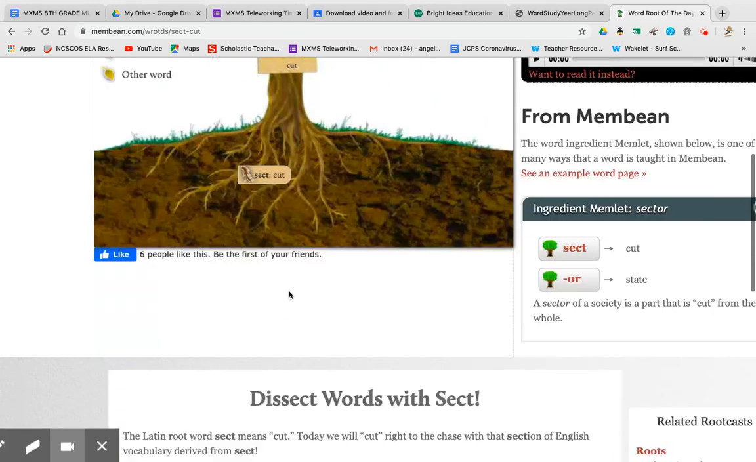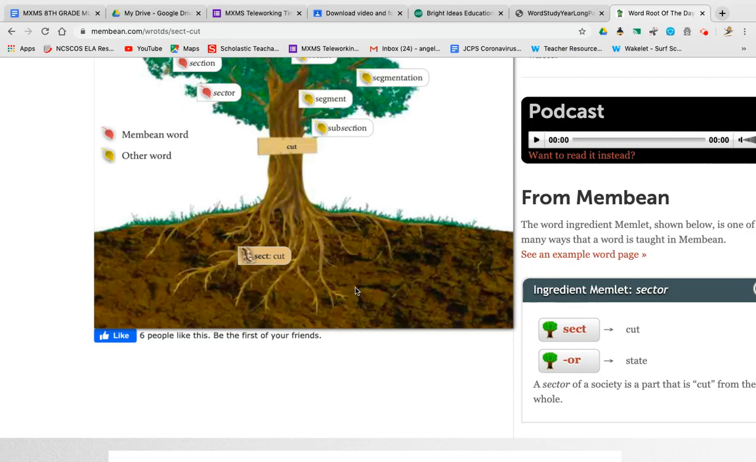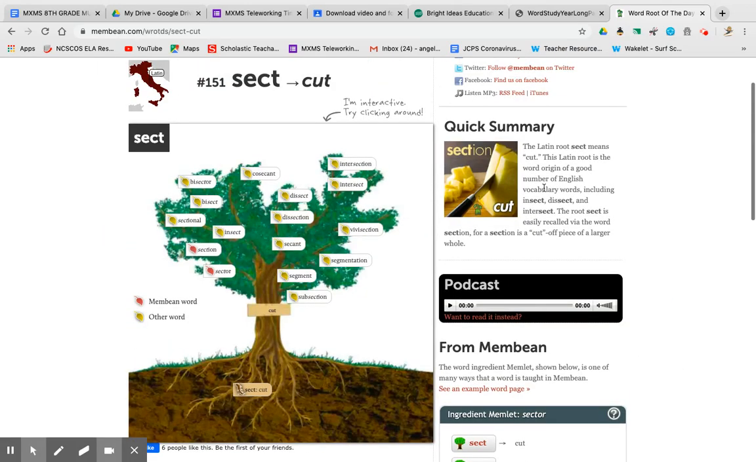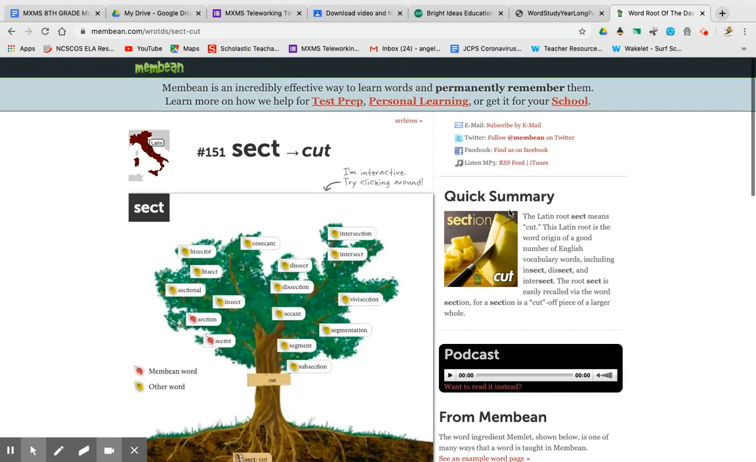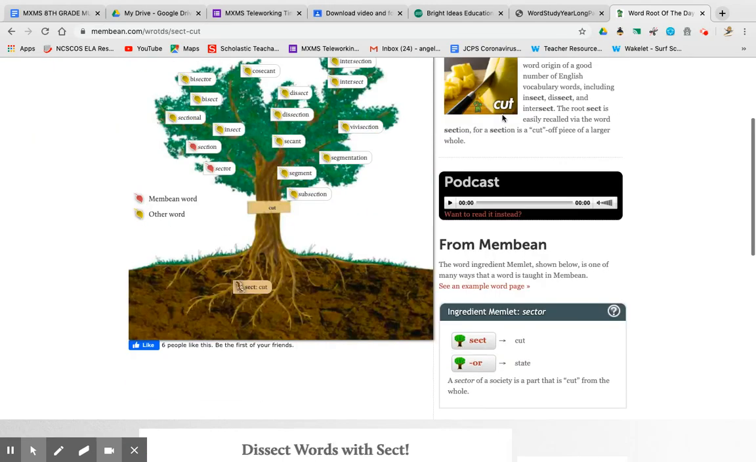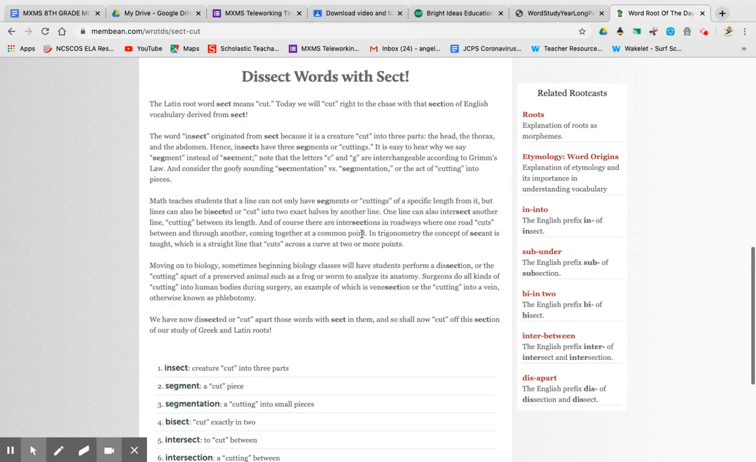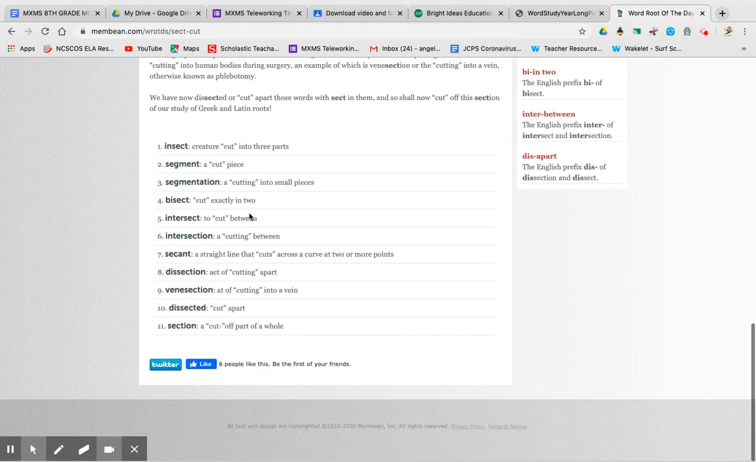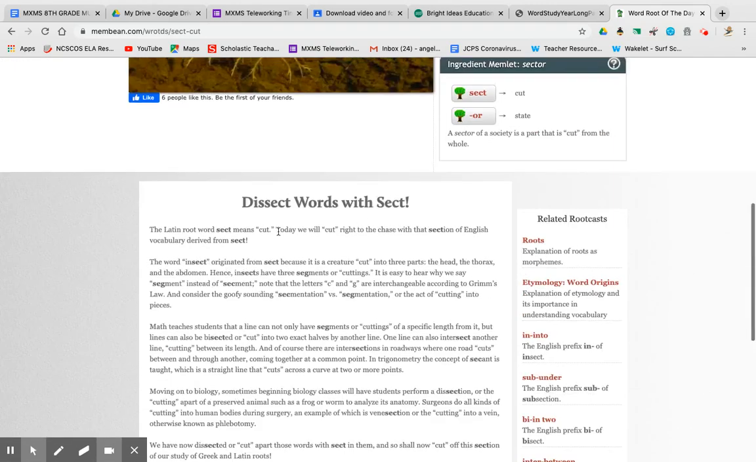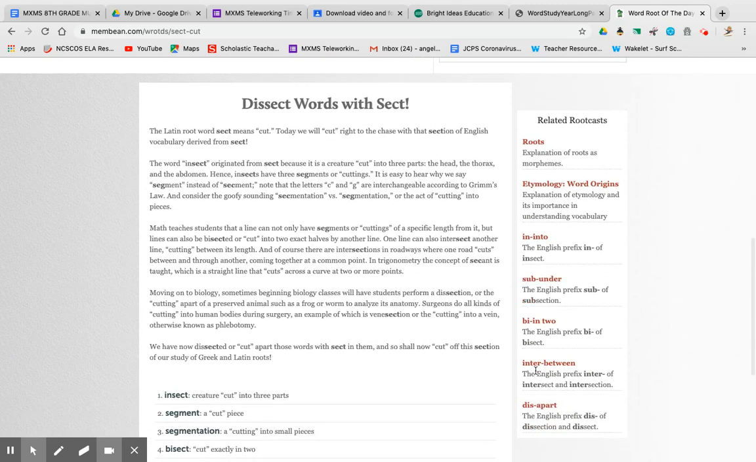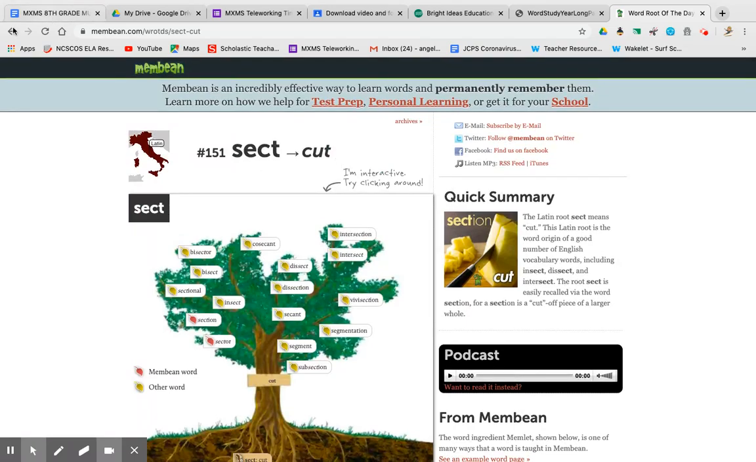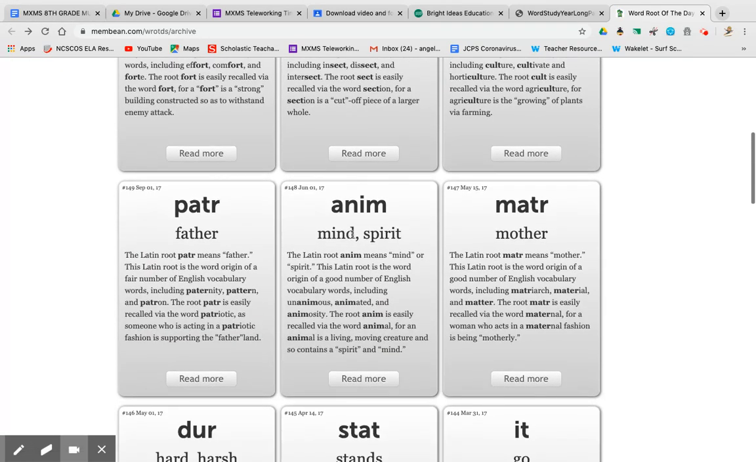It goes into all kinds of ways you can use this in everyday life. There's a podcast that will actually read all of this stuff to you, where you do not have to read it yourself. It gives you related words that are related to this particular root word. But there are tons and tons of root words with this one.